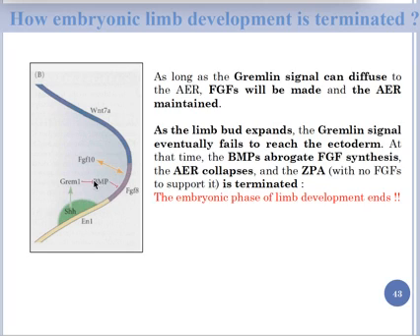So in this case, BMP will be free. It cannot be inhibited by Gremlin 1. So it will be active and it will prevent FGF expression in the AER. So in this case, no FGF in the AER. So it means that the AER will collapse and the ZPA is terminated and it will collapse also, since no FGF in the AER to support this ZPA signaling center, so that the embryonic phase of limb development will be terminated this way.